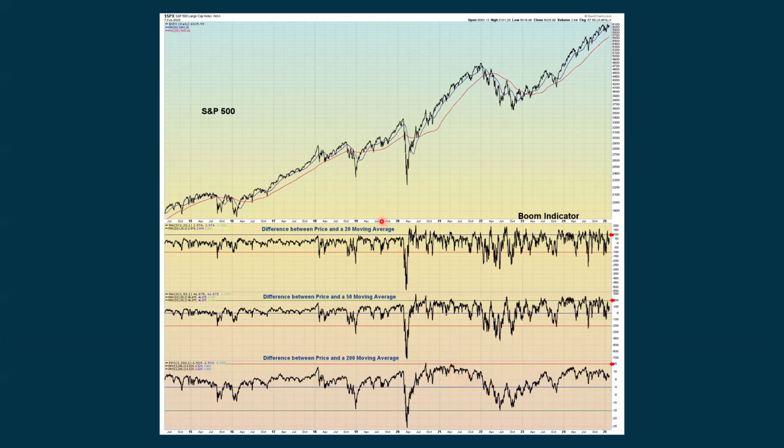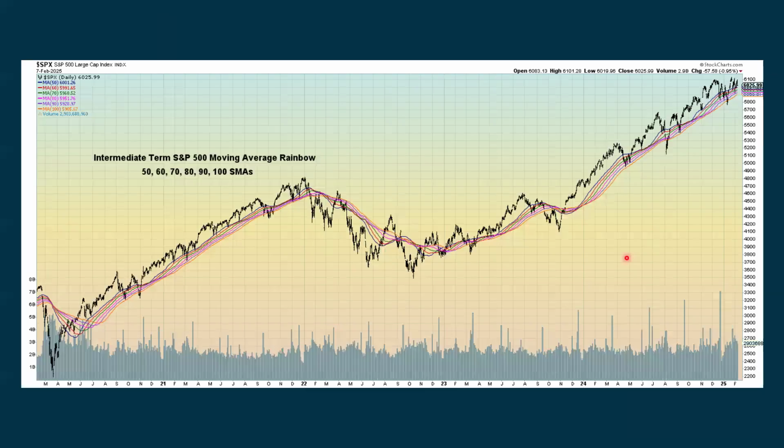Then we want to measure how far away we are from various moving averages. In the short term, we have a 20 period moving average, and then intermediate term is 50, and long term is a 200. This is called the boom indicator, and it just measures where price is in relation to these moving averages, because when we get too far away from a moving average, price has a tendency to revert back to it. We're not getting any kind of an extreme reading right now. When we're really moving either up or down, I show this chart pretty much every day. But since we've been just chopping around, there's been no need to show this chart because we're not really moving with any real conviction.